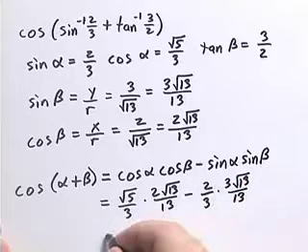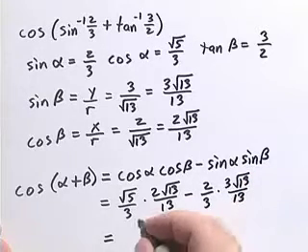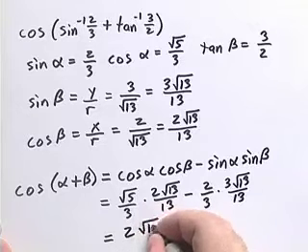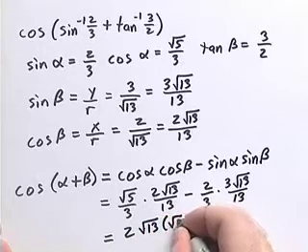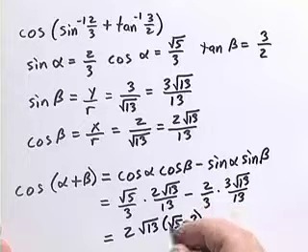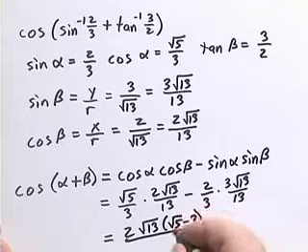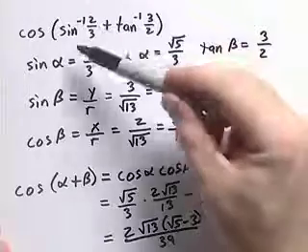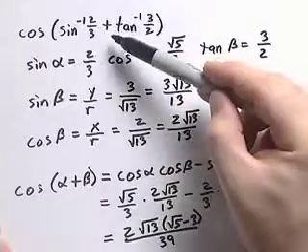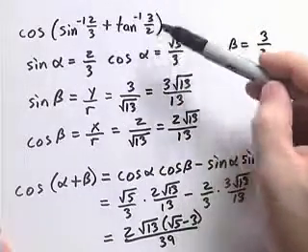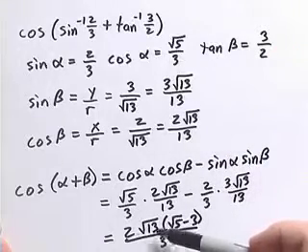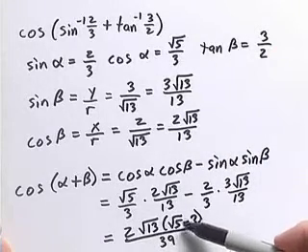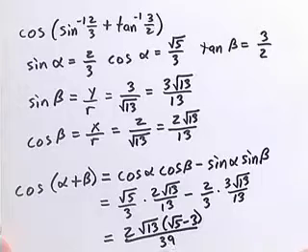If we clean this up and simplify, we'll get 2 times the square root of 13 times the square root of 5 minus 3, all divided by 39. So the cosine of sine inverse of 2/3 plus tangent inverse of 3/2 is equal to 2 times the square root of 13 times the square root of 5 minus 3, all divided by 39.